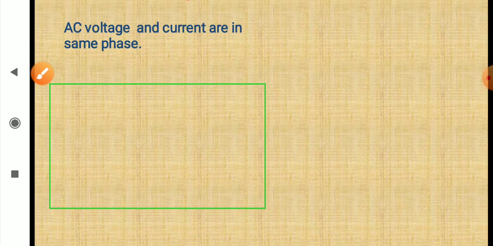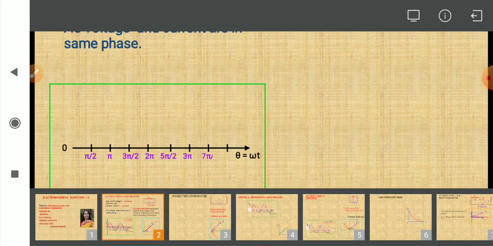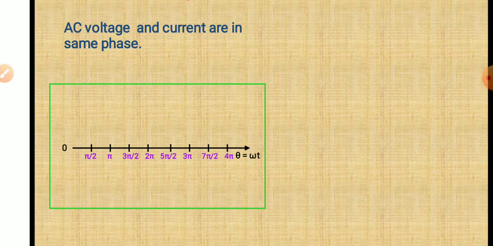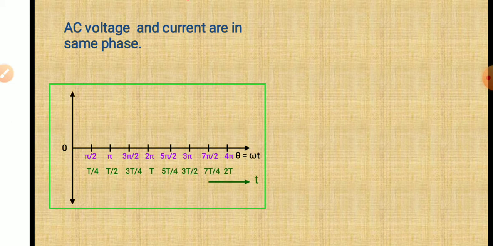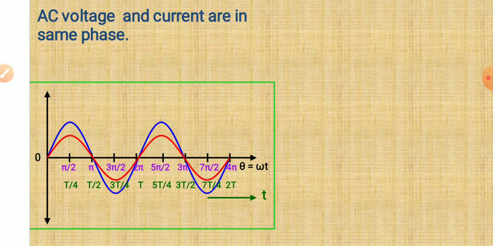And see, we have already done it. Let us look at their variation. See, the current and voltage are getting maximum, minimum and zero together. So we say that they are in the same phase or same state of vibration all the time.